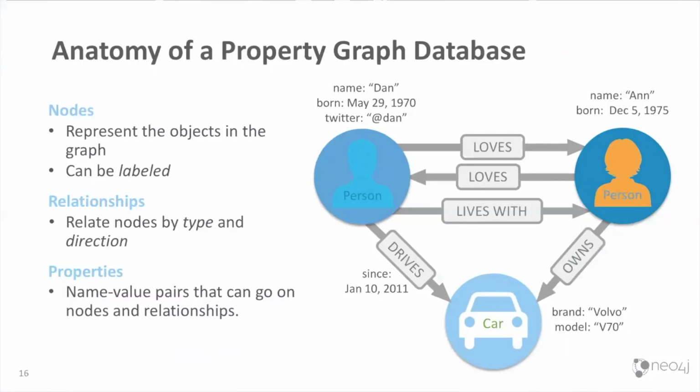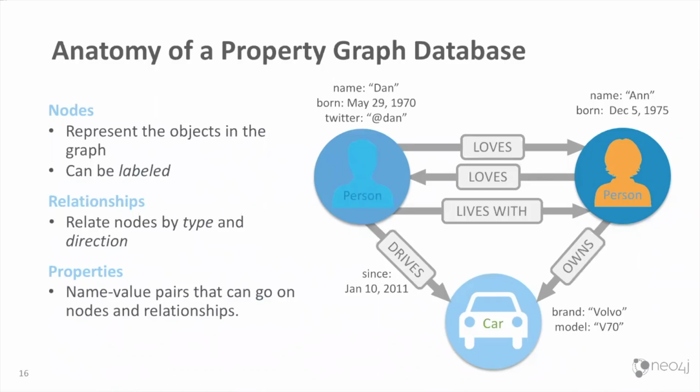It's a little bit different from the concepts of a relational database. With a graph database, we have three main entities, three main ways we can store data. First, we have nodes, and these represent the objects in our graph. So they tend to be nouns. Here in this diagram, we have nodes represented by circles, and we have two types of nodes. We have person nodes, and we have a car node.